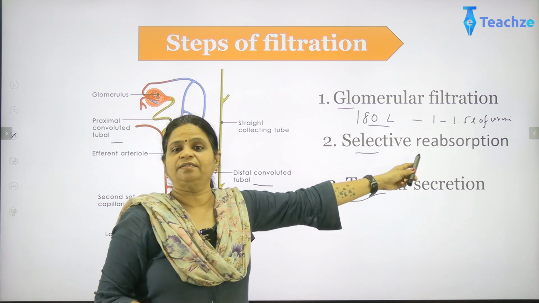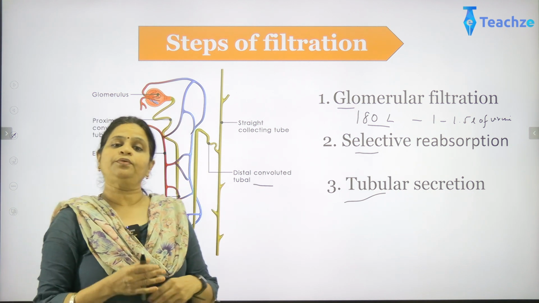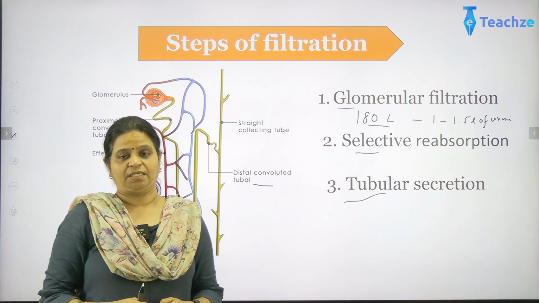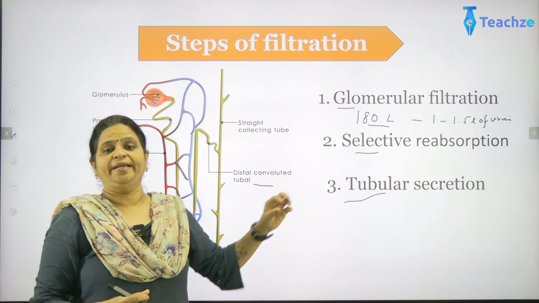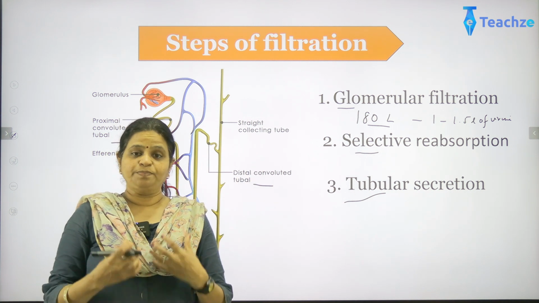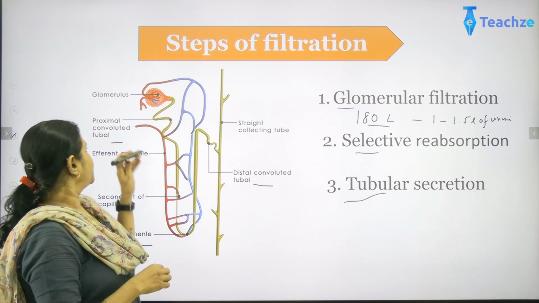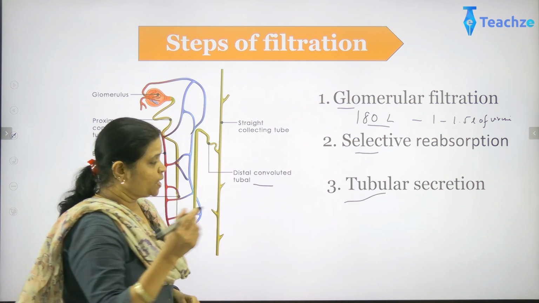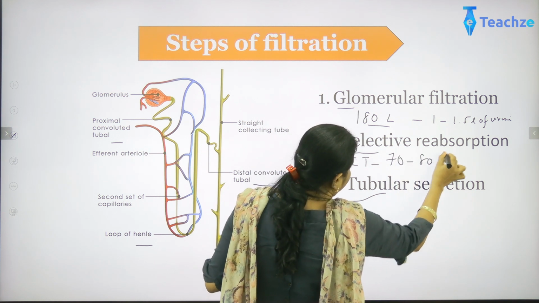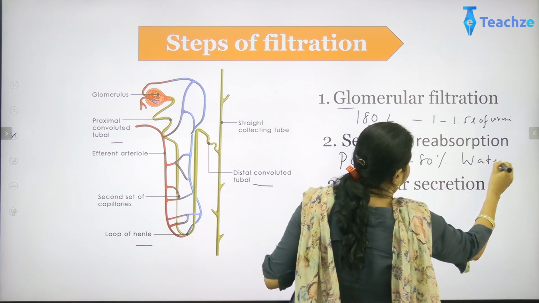Now, what is selective reabsorption? The uriniferous tubule does not reabsorb all the contents throughout its process. In different areas of the PCT, the loop of Henle and the distal convoluted tubule, various kinds of substances are absorbed and filtered. All of this occurs in a step-by-step process. In the proximal convoluted tubule, the maximum absorption takes place. Almost 70 to 80% of the electrolytes as well as the water are reabsorbed in the PCT.